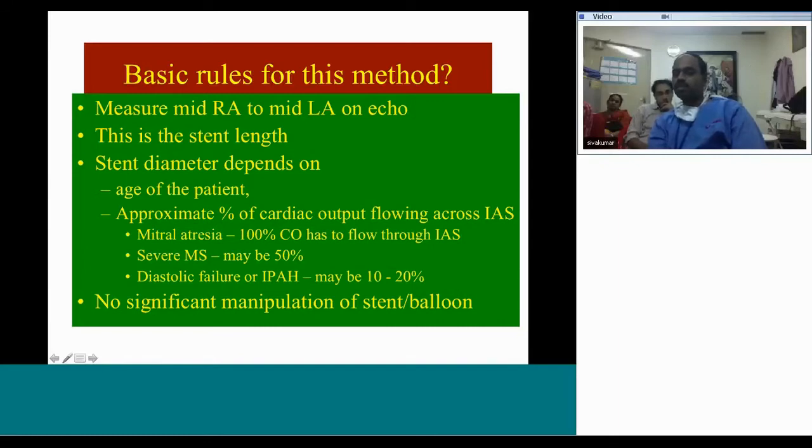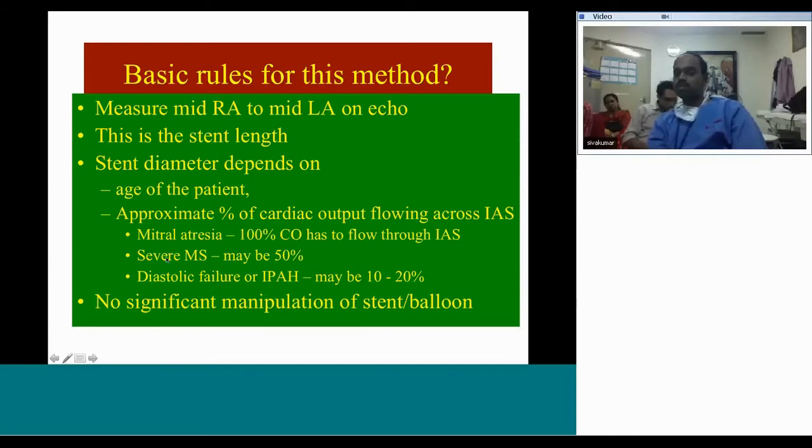Imagine a condition like hypoplastic left heart syndrome. 100% of the cardiac output has to flow through the intra-atrial septum. Imagine TAPVC or tricuspid atresia with a restrictive PFO. 100% of the cardiac output has to cross. So in those patients, you will have to put in a very large stent.